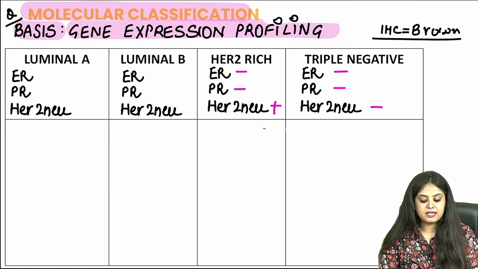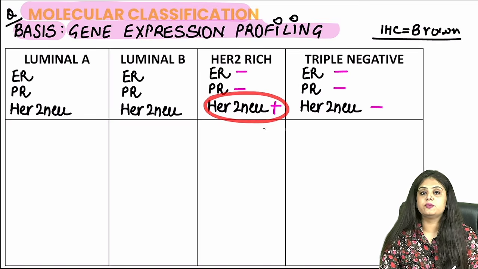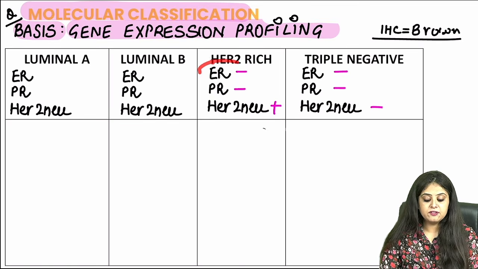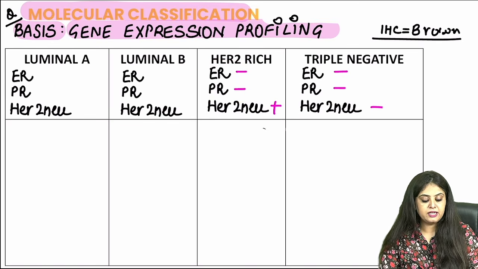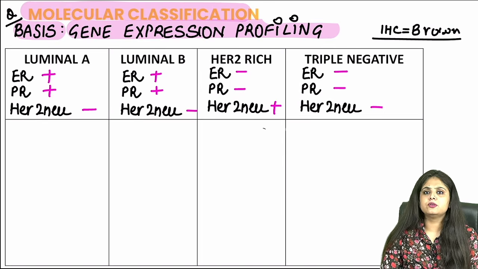So if you have one category which is going to be only HER2/neu positive, then you will have a category which are ER/PR positive. So luminal A and luminal B are the ones where ER/PR is positive and HER2/neu is negative. So ma'am, what's the difference between luminal A and B?